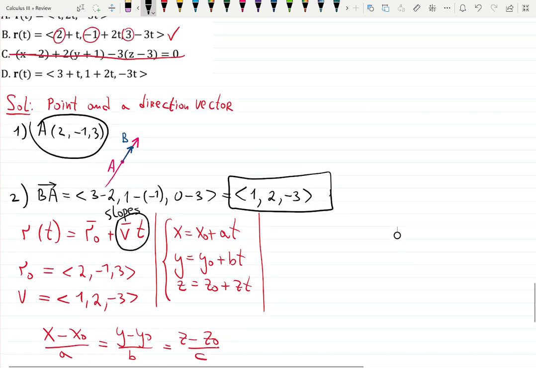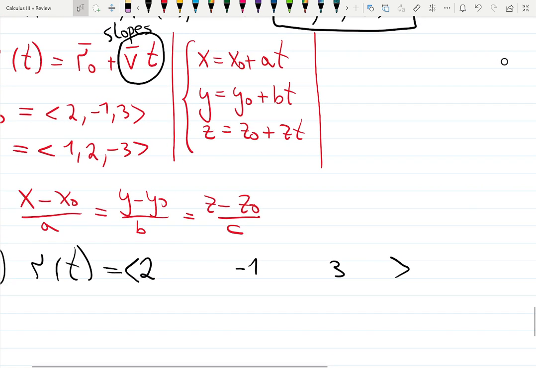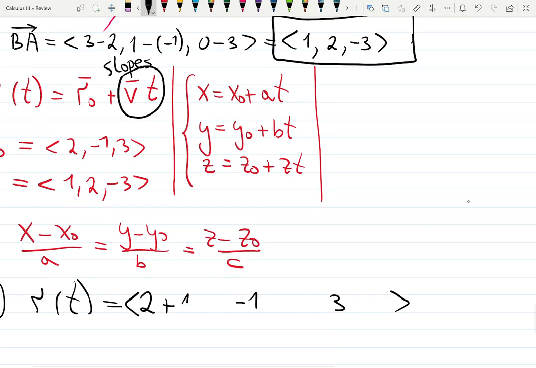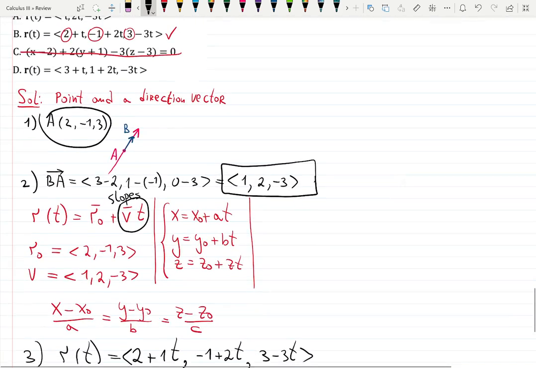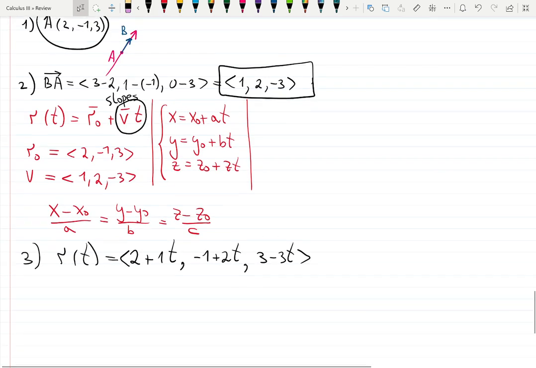So it's going to be plus (1t, plus 2t, minus 3t). And that is the final answer. And it's exactly what we had for B.